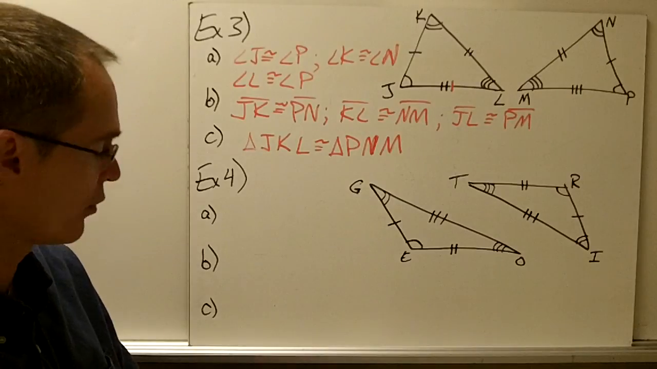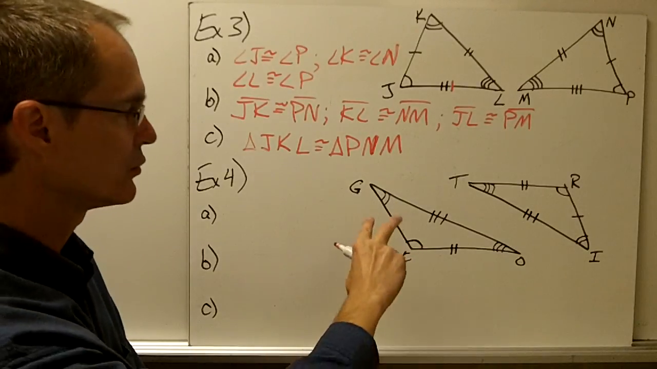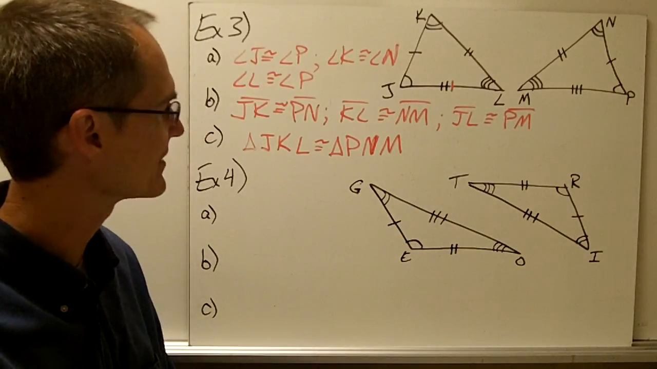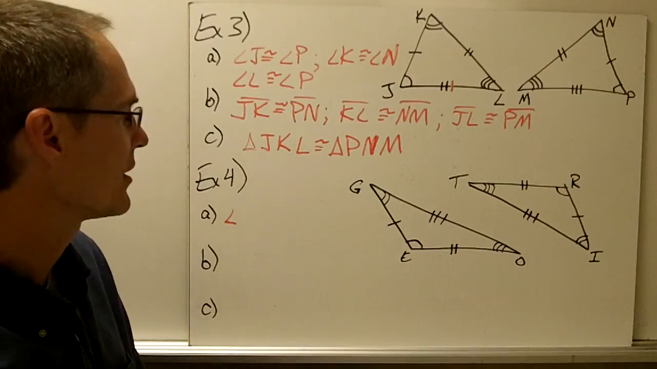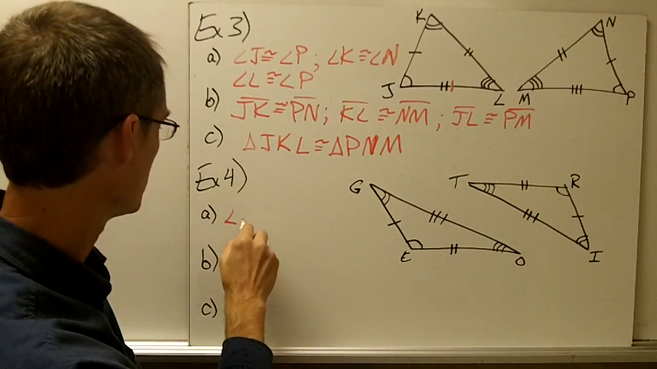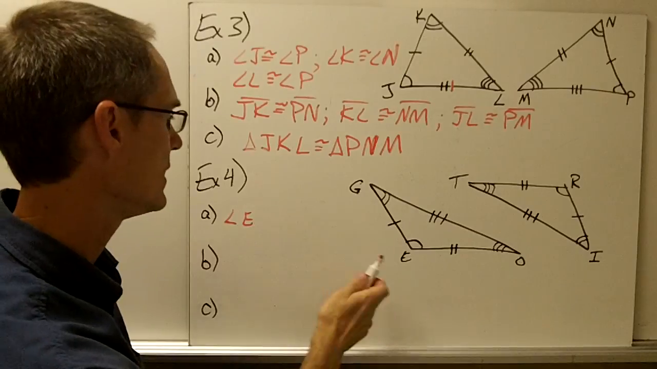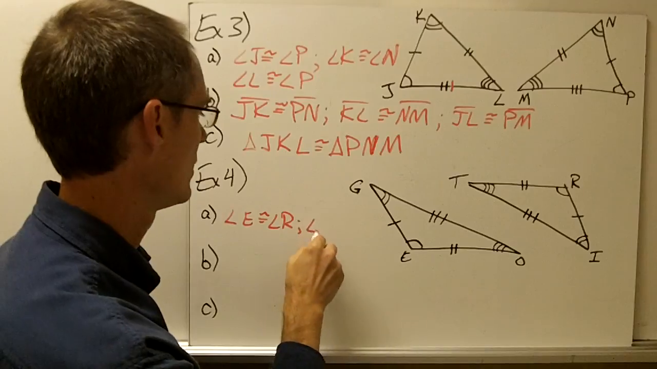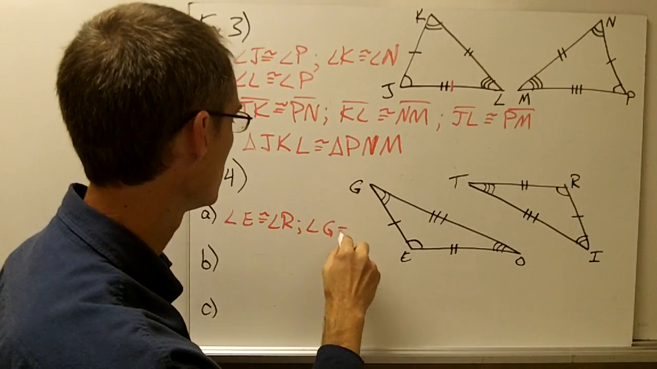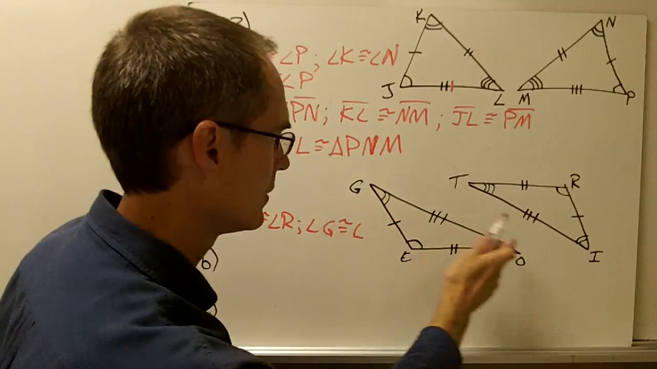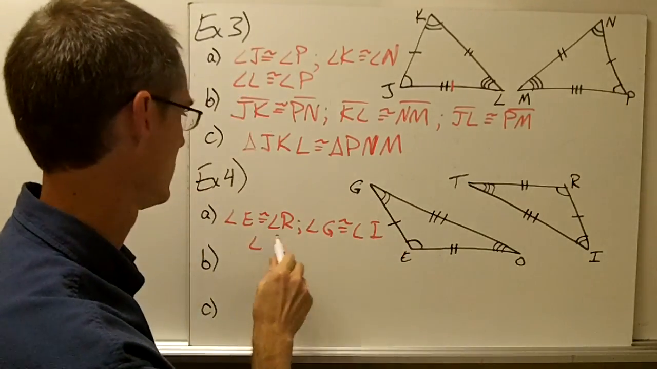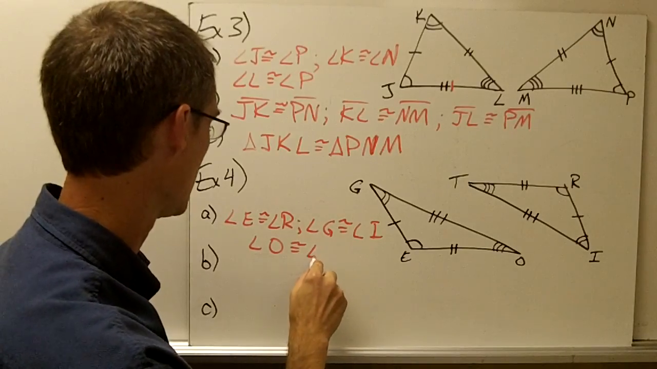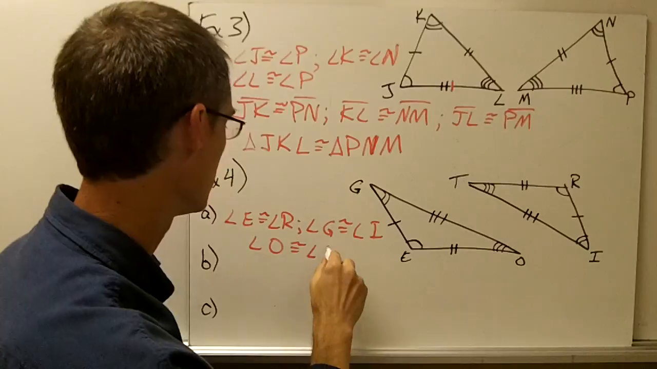All right, example number 4. Here again, I've got two triangles that are not facing the same direction, so I want to be careful about identifying my congruent angles and congruent sides. Let's start with angle E. Angle E is congruent to angle R. Angle G is congruent to angle I. And angle O is congruent to angle T.